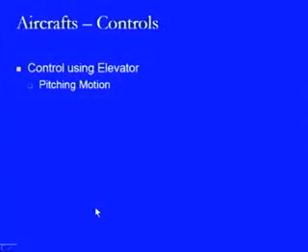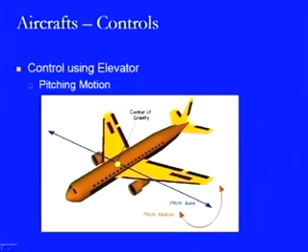Now, we come to another control. This control is using the elevators. Again, these elevators are provided at the tail of an aircraft, that is on the small wings which are provided at the tail of an aircraft, and these elevators help in controlling the pitching motion. And we have also discussed this pitching motion, which is related to the y axis or pitch axis, and the motion is nothing but either taking the aircraft upwards or bringing the aircraft downwards.